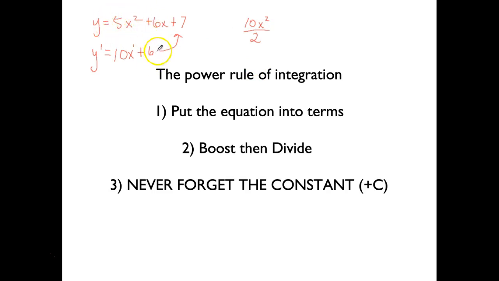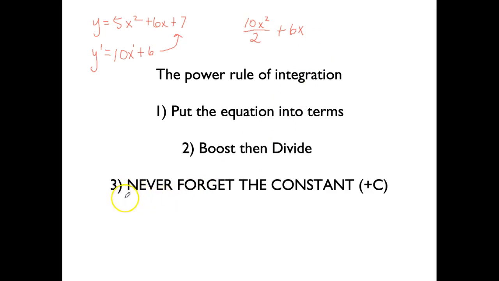Okay, same thing here. I'm going to boost, then divide. Well, it has no exponent, so I'm going to boost it so it has 1. Then divide by 1, because the exponent is 1, but that's not going to do anything, so I don't need to write that. Okay, then that's all of the terms I had, right? But this one had a plus 7. How in the world would I ever get a plus 7 here? Because I already figured out the rest of the equation, right? 5x squared plus 6x. But I don't have a plus 7.